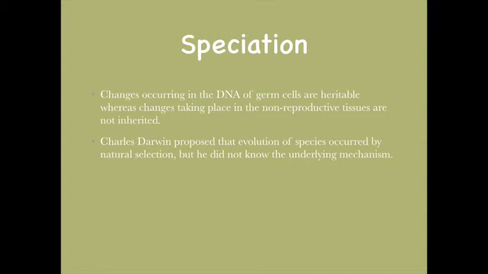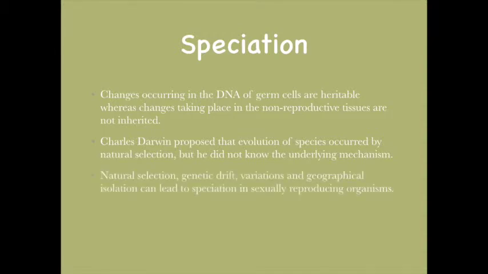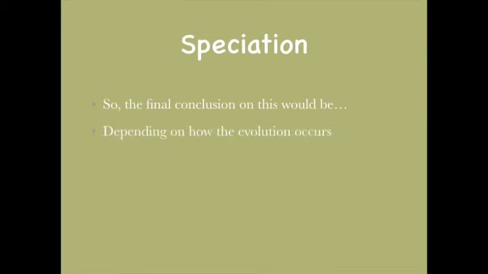Charles Darwin proposed that evolution occurs by natural selection. Natural selection, genetic drift, etc., can lead to speciation in sexually reproducing organisms. Gene flow between the members of the population prevents speciation. So, the final conclusion would be that depending on how the evolution occurs, the speciation will develop in the same way.